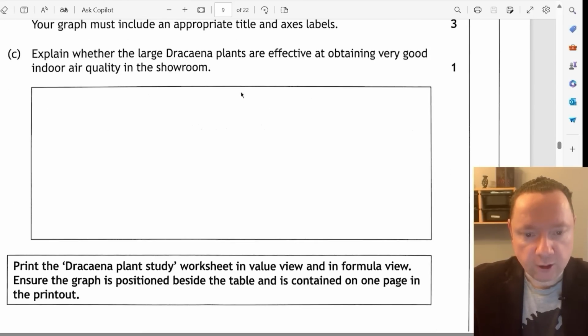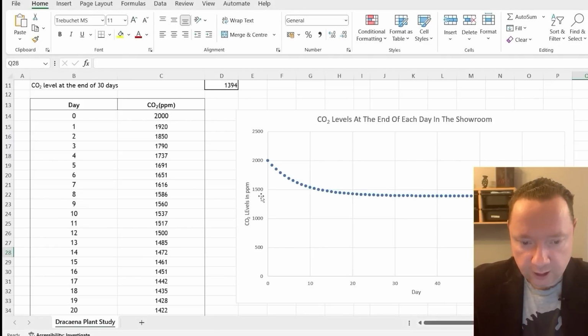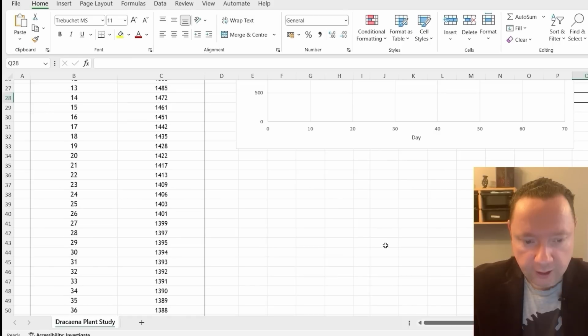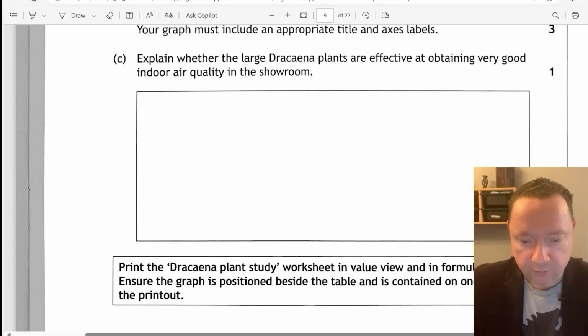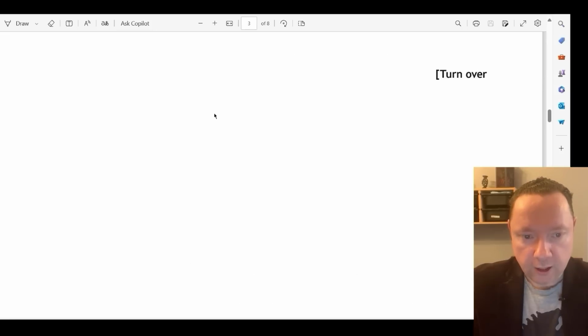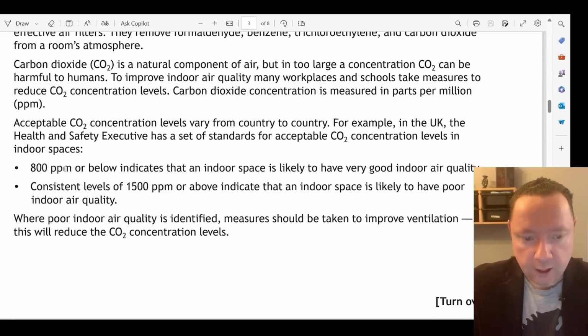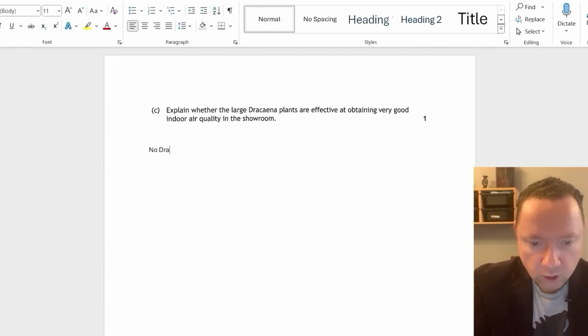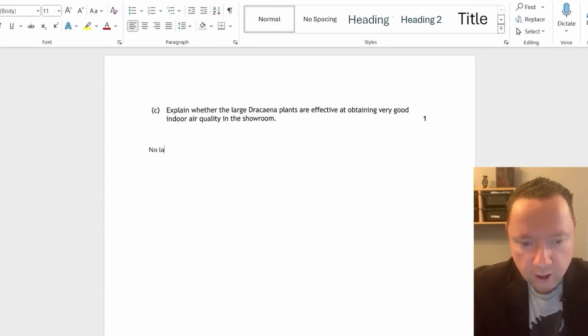Part C, explain whether Dracaena plants are effective at obtaining very good air quality in the showroom. Well, you can see it levels off at about 1388 here. And to get very good air quality, you need it to be 800 or below. So no, not large.